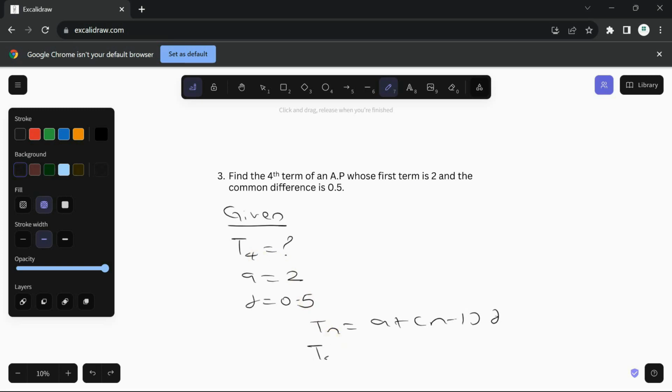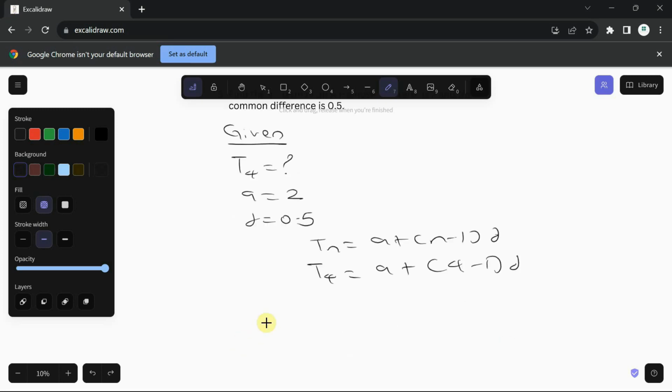So our T4 will now be a plus 4 minus 1 d, right? So our T4 would just be, let's substitute, a is 2 plus 4 minus 1 is 3 times d, that is 0.5, right? So this is 2 plus 0.5 times 3. If you do that on your calculator, that would be 1.5. So that means our T4 is 2 plus 1.5 is 3.5. So that means the fourth term is actually 3.5. Let's see if we are correct.